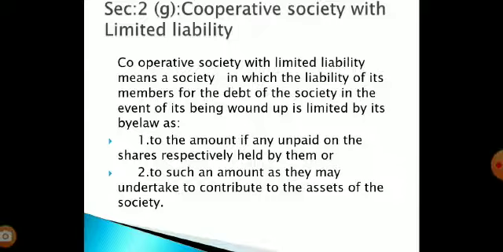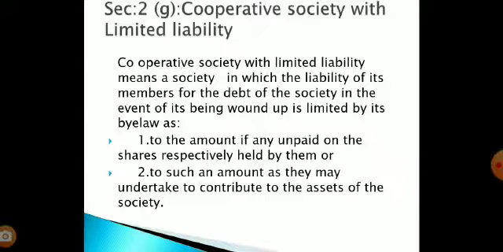If a member guarantees to pay a specific amount towards the assets of the society in the event of the society being liquidated, that means wound up, then he is liable to pay only the amount guaranteed to the society. Therefore, limited liability means the liability of members towards the assets of the society is limited by its bylaw as to the amount, if any, unpaid on the shares respectively held by them, or to such an amount as they may undertake to contribute towards the assets of the society. That means he need not pay any excess or further amount towards the liability of the society.